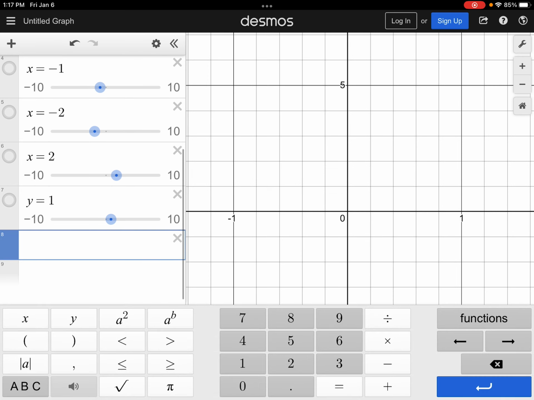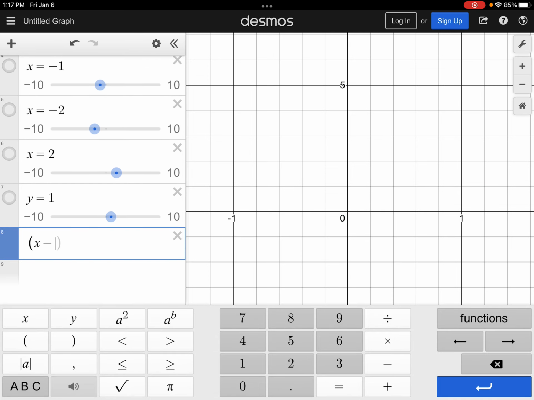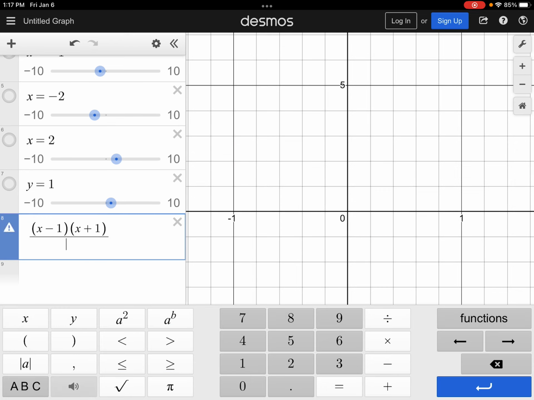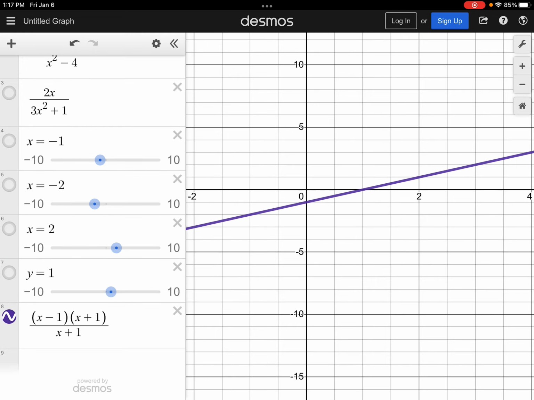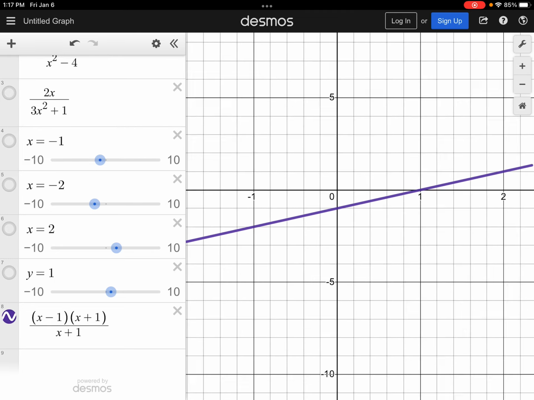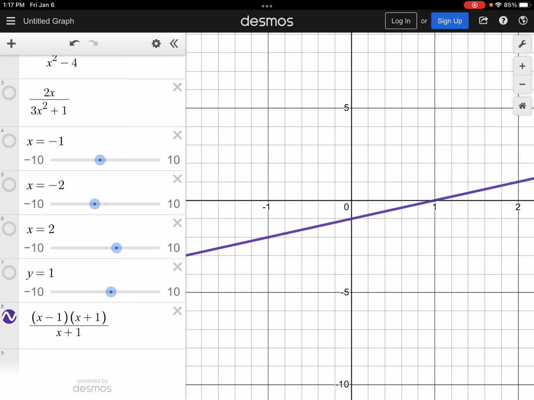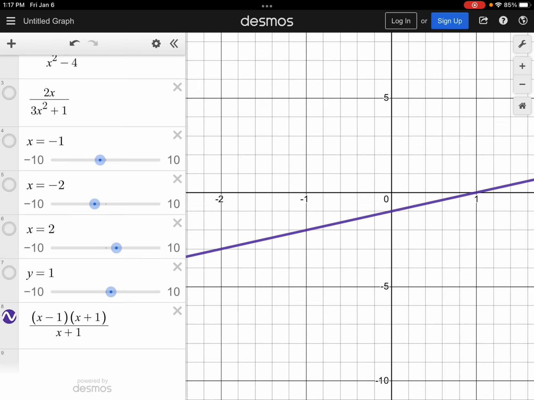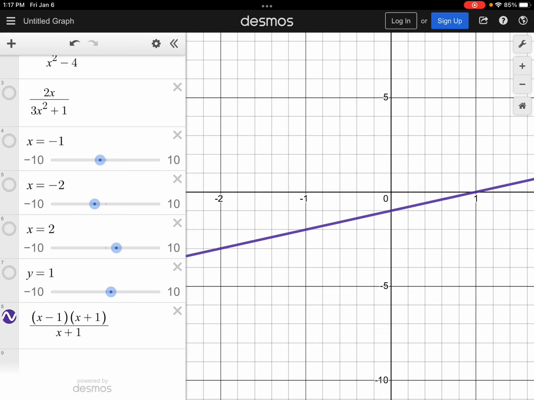So I don't have this ready to go, but let's do this right now. x minus 1 times x plus 1, oops, excuse me, divided by x plus 1. Okay, and you can see there is certainly not a vertical asymptote when x is -1. This is just a line that passes right through there. Now, this is a line that has a hole when x is -1.